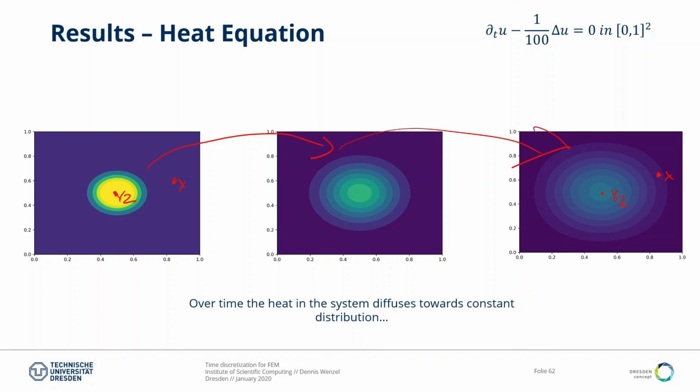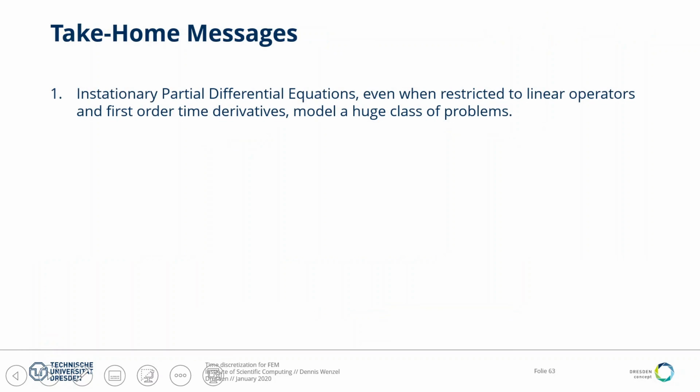So that's a huge class of problems. And that gets us to our take-home messages. Even if we restrict our considerations to linear operators, which we have just done, and first-order time derivatives, we model a huge class of problems. Also, those two restrictions can be easily resolved.